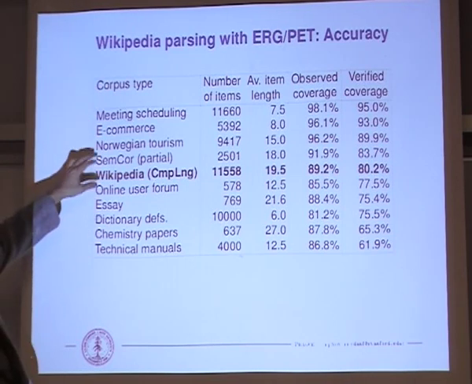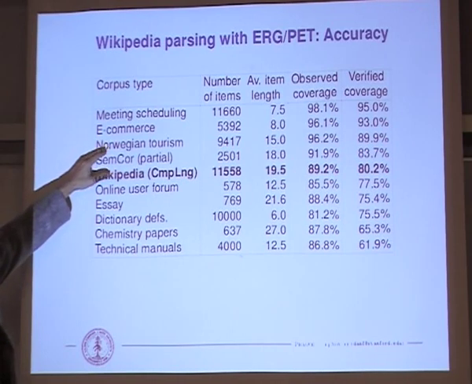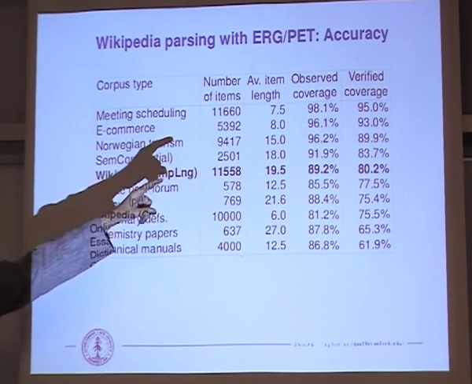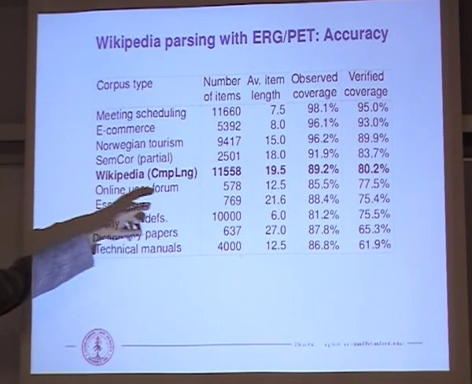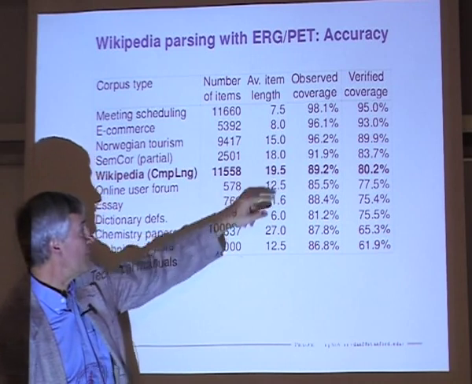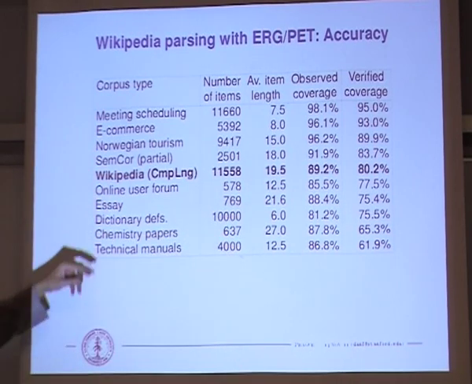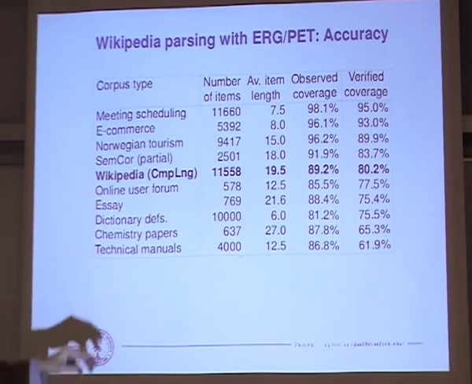I put these other numbers up here to show you some of the other data sets we worked on in the past. Here's that MT Norwegian example where we had almost 90% survival. That is, 9 out of 10 sentences had a good analysis, but they were easier. The length of those sentences was less than it is for Wikipedia. And there are a few other domains we worked at.